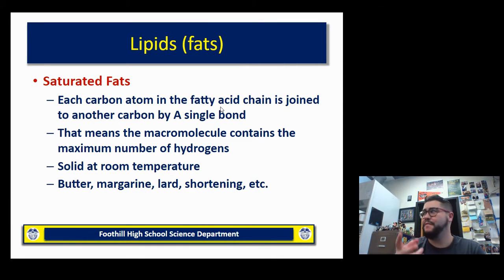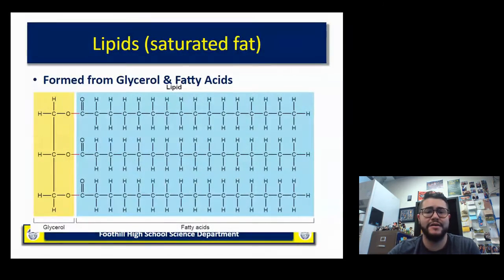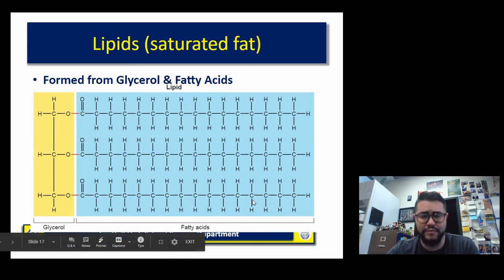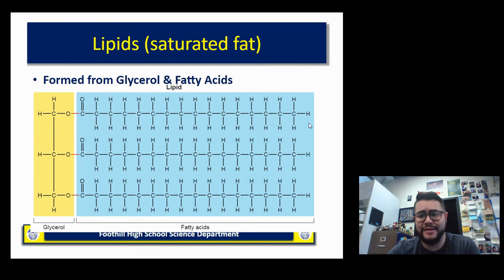Two examples that I want to differentiate for you are called saturated fats and unsaturated fats. In a saturated fat, each carbon atom in the fatty acid chain is joined together by a single bond. Here's what that means. Here is the fatty acid chain. Lipids are made of glycerol, which is right here, and a fatty acid chain. Every single carbon in the fatty acid chain in a saturated fat is single bonded here.